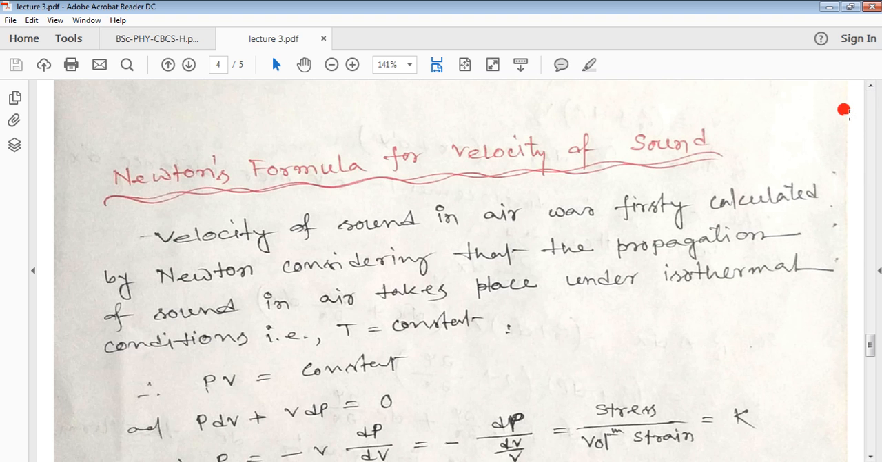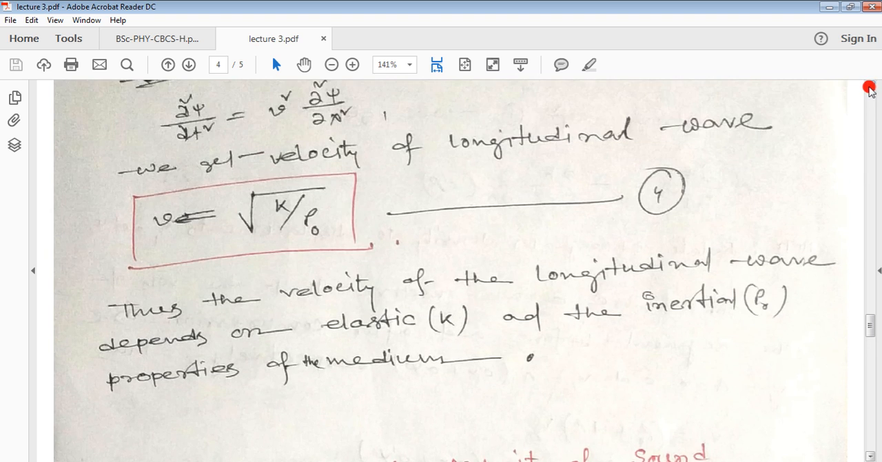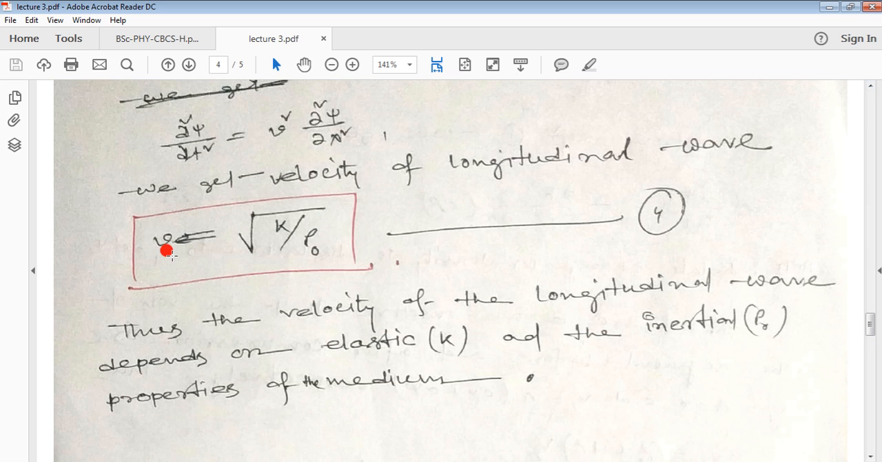In our previous lecture, we obtained an expression for velocity of longitudinal wave traveling through gaseous medium or fluid enclosed in a pipe. So this relation means that velocity depends upon volume elasticity, that is bulk modulus of the medium and the density of the medium. So V equal to root over K by rho naught.